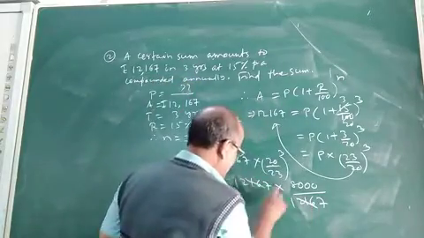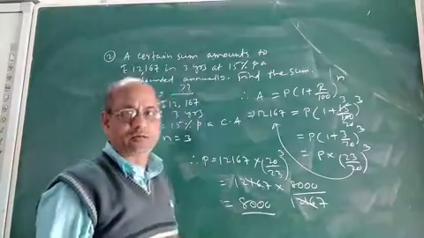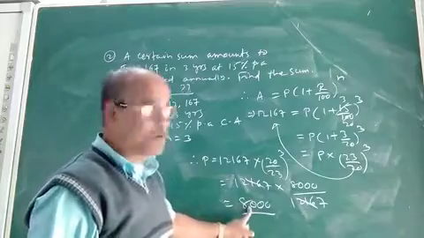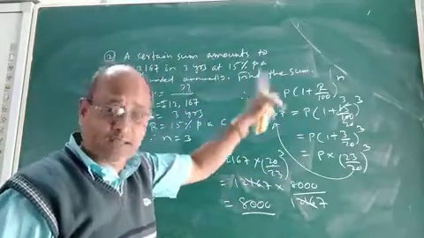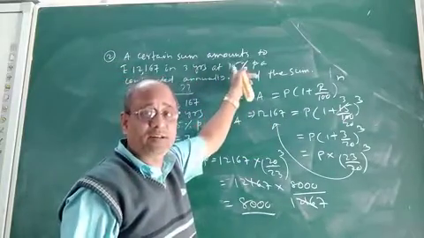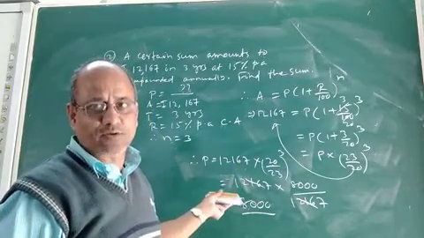So this one cancels. Now what is the sum? The sum is 8000. That means 8000 rupees will amount to rupees 12,167 in 3 years, if the rate of interest is 15% per annum compounded annually. Children, I hope you understood this problem.